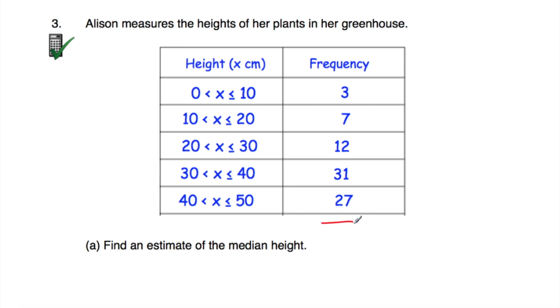So let's work out how many plants there are altogether. Let's add up the frequencies. 3 plus 7 plus 12 plus 31 plus 27 is equal to 80. So she's got 80 plants in her greenhouse. And we want to find an estimate of the median.